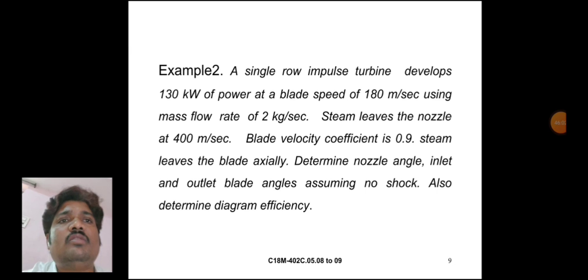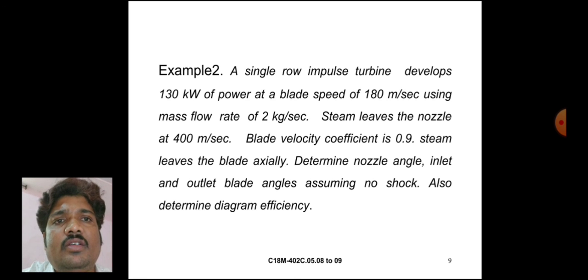The second problem we discuss: a single rotor impulse turbine develops 130 kilowatt of power at a blade speed of 180 meter per second. Using a mass flow rate of 2 kg per second, steam leaves the nozzle at 400 meter per second. Blade velocity coefficient is 0.9. Steam leaves the blade axially. Determine nozzle angle, inlet and outlet blade angles. Assuming no loss, also determine diagram efficiency.